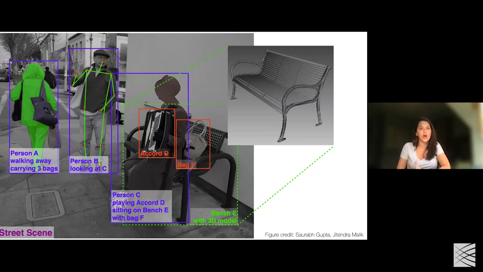We want to recognize all the objects. We want to recognize all the people. We want to parse people's pose. We want to understand how the people interact with each other and the objects. And we also want to get more information about these objects, for example, their 3D shape or their pose in the scene. So basically everything that one can hope to understand from this image.